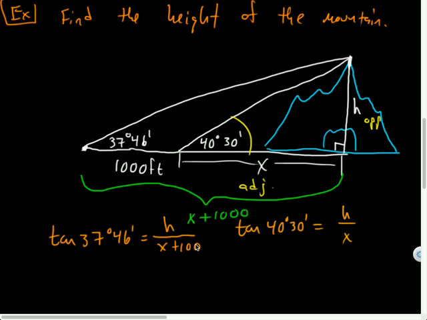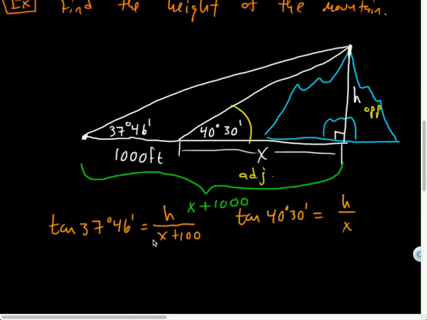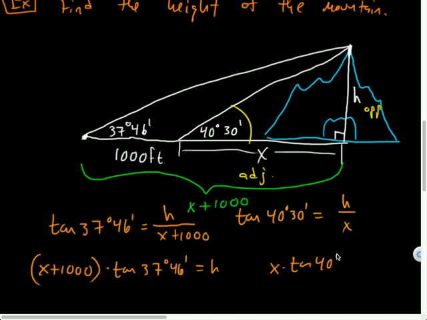We don't have time to do this right now, sadly, because class is just about over. But I would multiply both sides by x plus 1,000. Tan 37 degrees, 46 minutes times (x plus 1,000) equals h. If I multiply both sides of the other equation by x, I get x times tan of 40 degrees, 30 minutes equals h. And since both of these are equal to h, I could set them equal to one another and solve for x, and then plug that in and solve for h. It's just a matter of doing some substitution, which you guys are all masters at, of course.